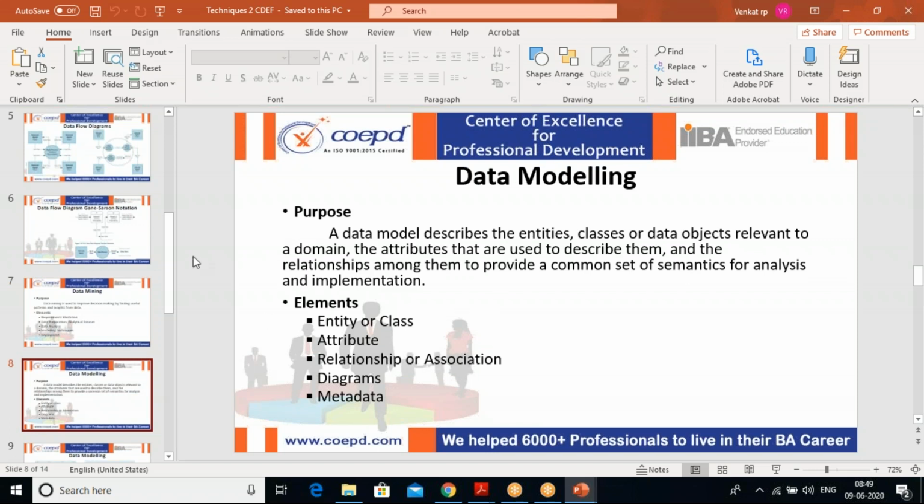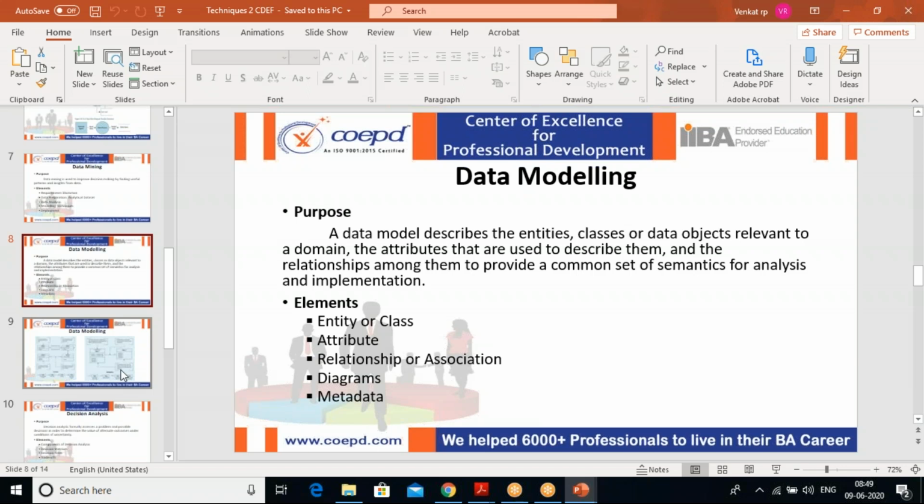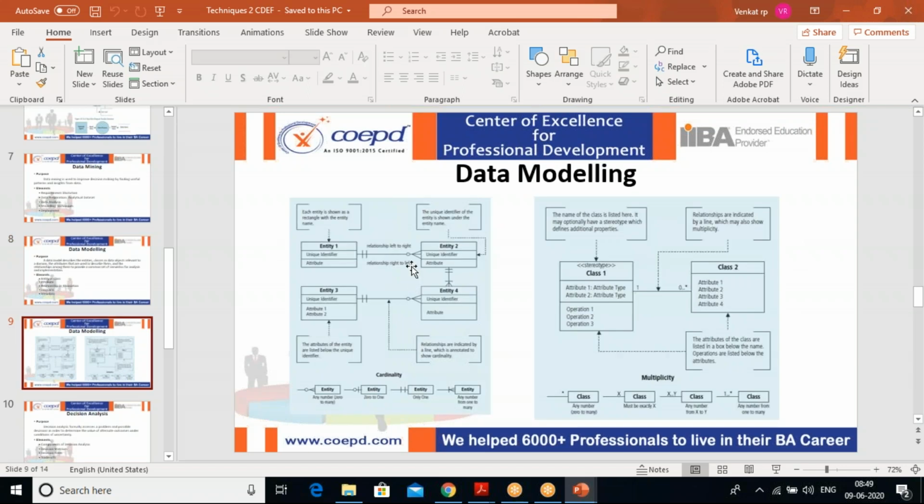And the data modeling, here you'll find how the process is going to be, and what are the entities we have, what are the classes we have.